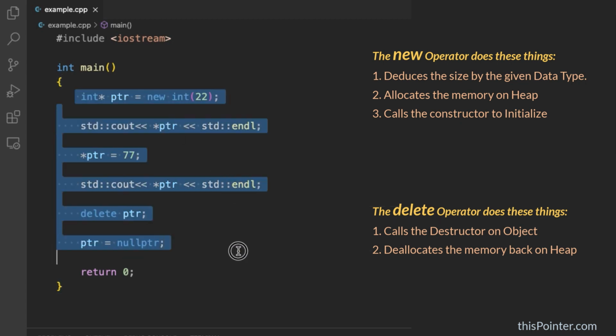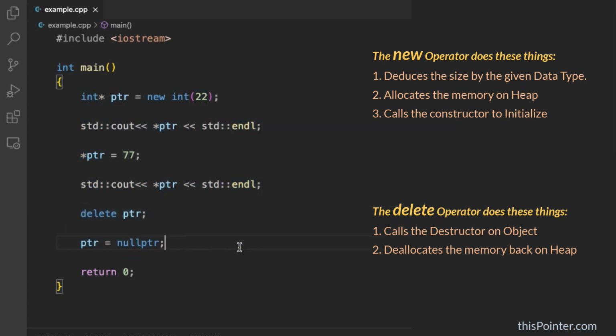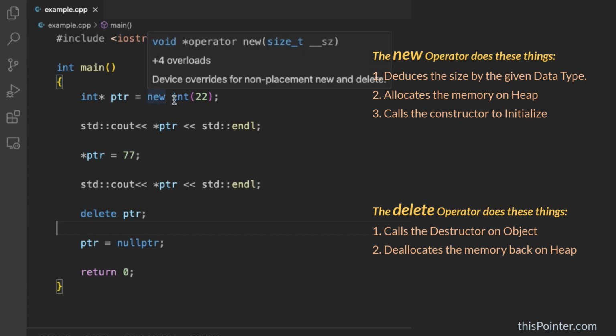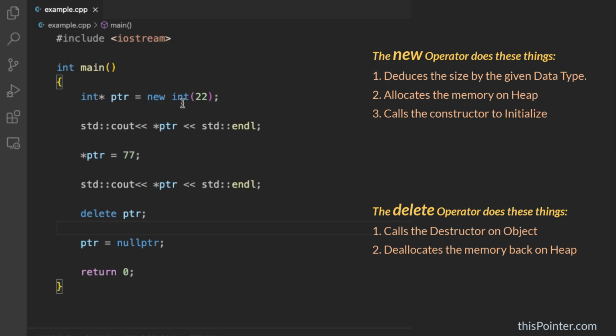So this is a complete example of how we can allocate memory on the heap and deallocate it using the new and delete operators. As we already said, the new operator does two things. It allocates the memory on the heap and initializes the memory also. In this case, it initializes the memory with value 22.